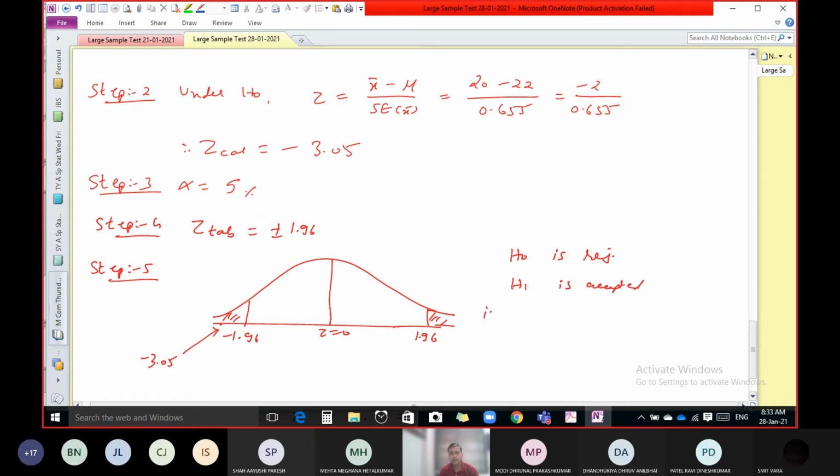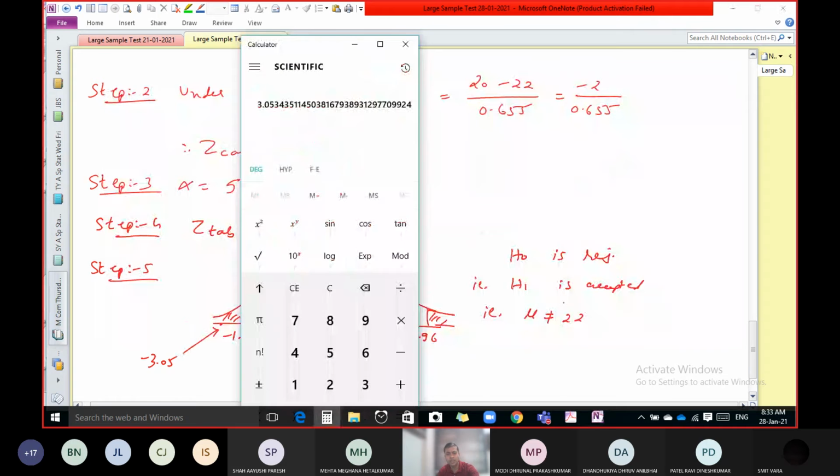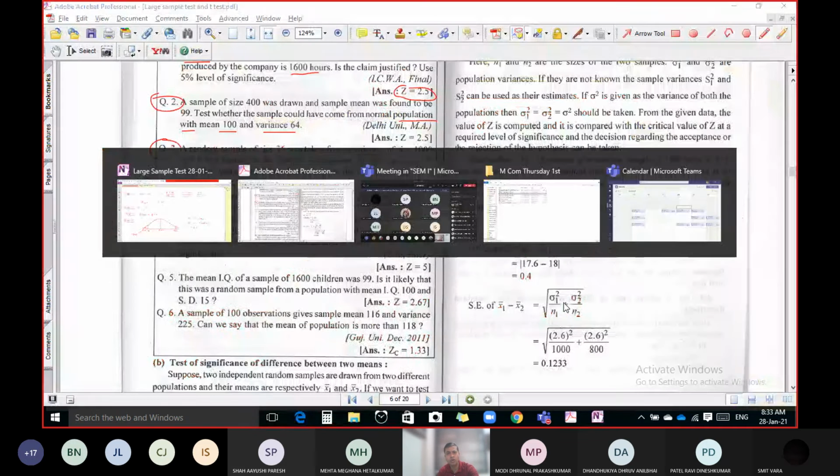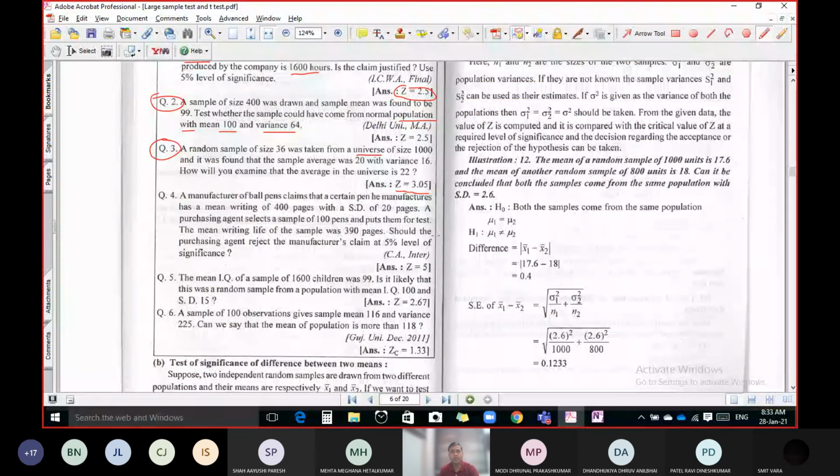That is, mu is not equal to 22. That is accepted. So population mean is not 22. Here the question is to check whether population mean is 22 or not. So our answer is population mean is not 22. Okay. Now let us do another example. This you can solve by yourself. Let us discuss that one.